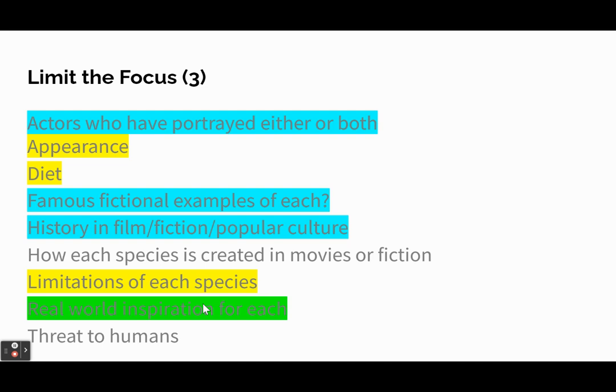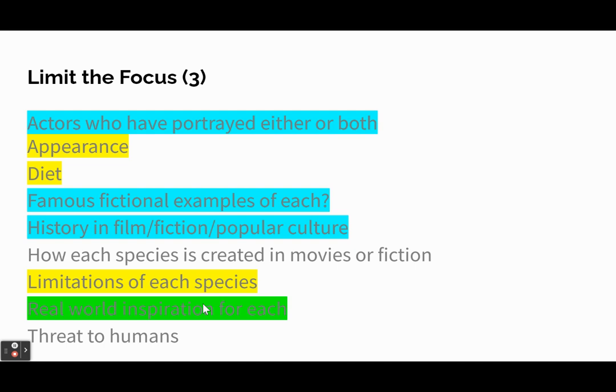If I want to talk about the species themselves, I might talk about the limitations that each species has, but I'd probably start with the appearance. I'd go to the diet, and then I'd go to the limitation. Limit the focus.